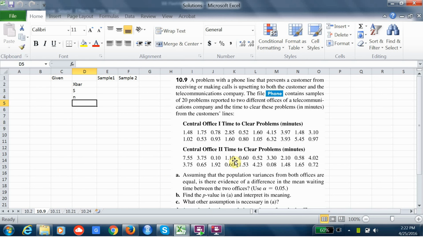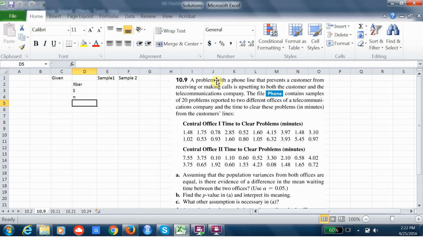So I want to look at the second problem in the homework, number 9. And here we're talking about problems with a phone line. So it says a problem with a phone line that prevents a customer from receiving or making calls is upsetting to both the customer and the telecommunications company.